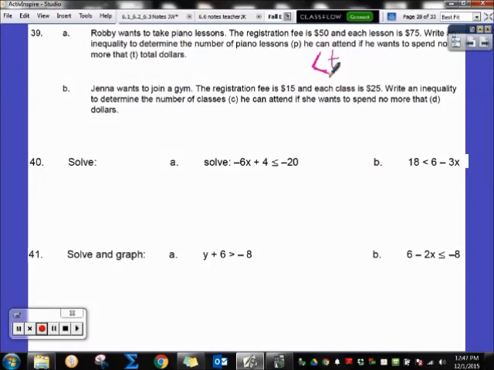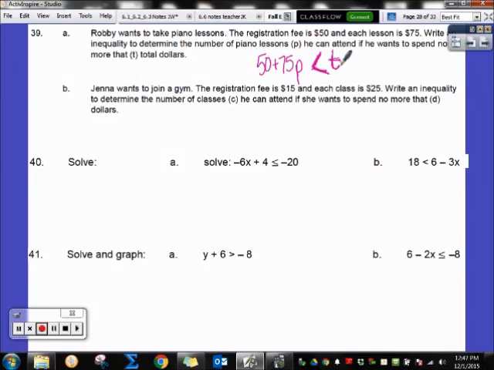So the registration fee is $50 plus $75 for every lesson, which they called P, and we want that to be less than the total amount he wants to spend. And it looks like all we have to do is write the inequality.